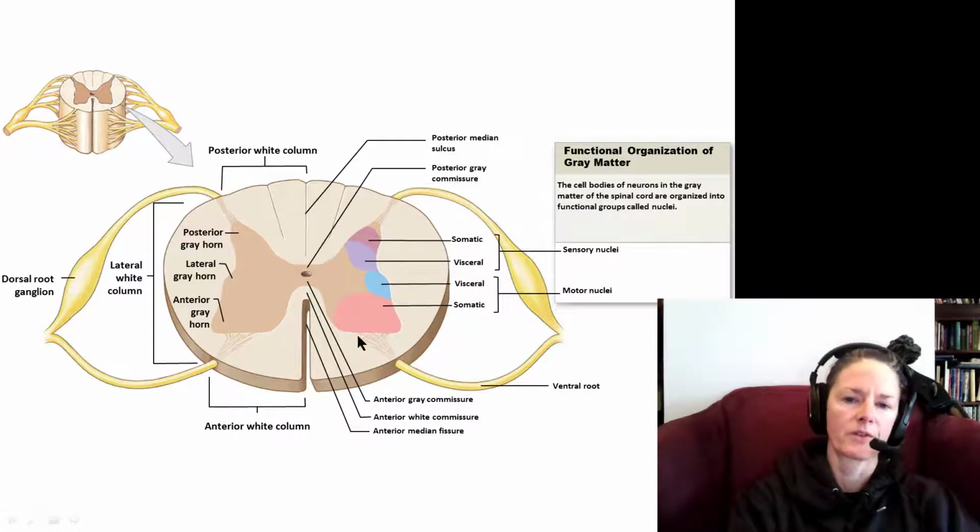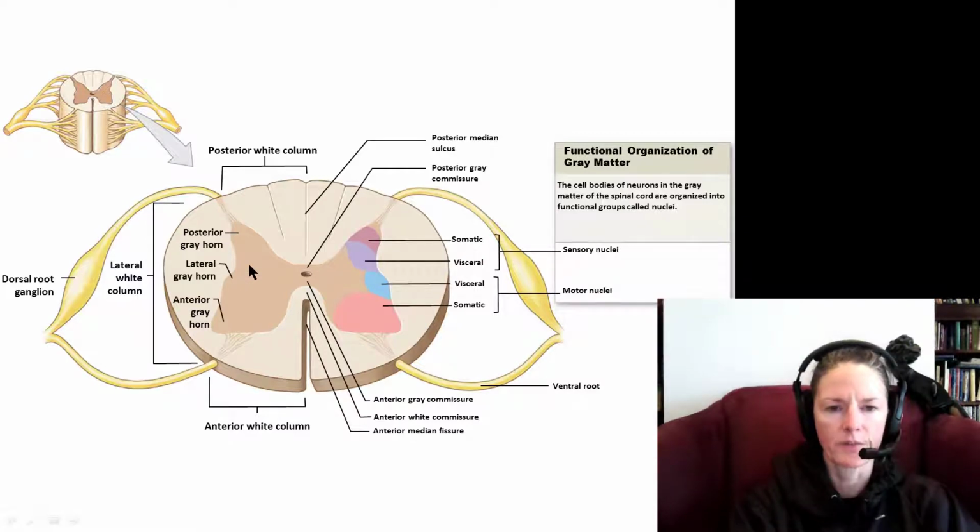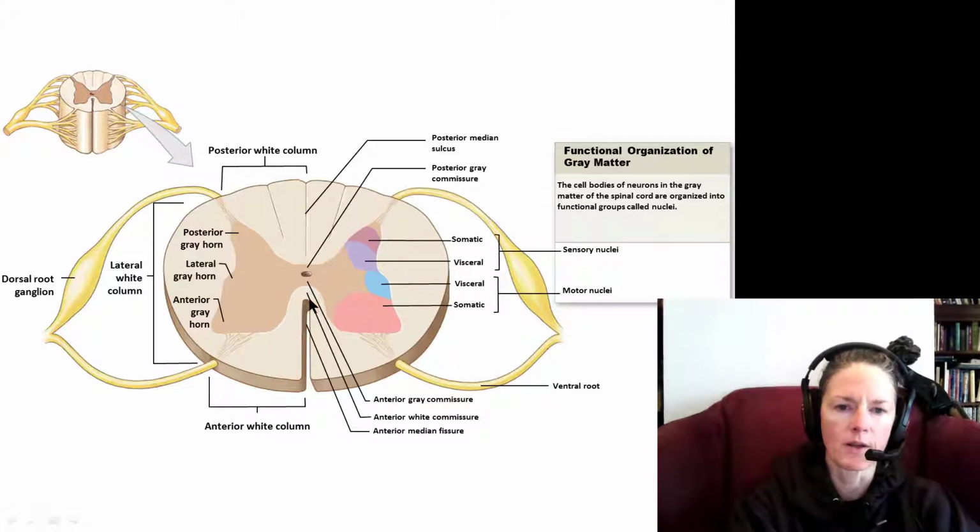Let's talk about the organization of the gray matter and the white matter within the spinal cord. So the gray matter is made up of this H shape. And the H shape has these little pointy structures in it, and the pointy structures are called horns. So we have an anterior gray horn, which is on the anterior part of the gray matter. In some segments, we'll see what's called a lateral gray horn. And then we will have a posterior gray horn.